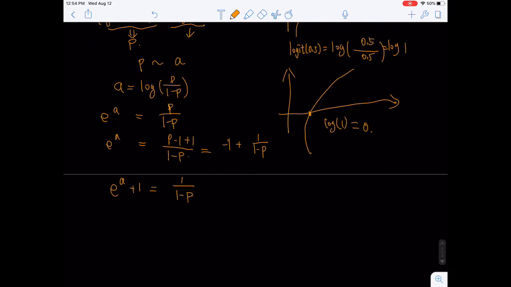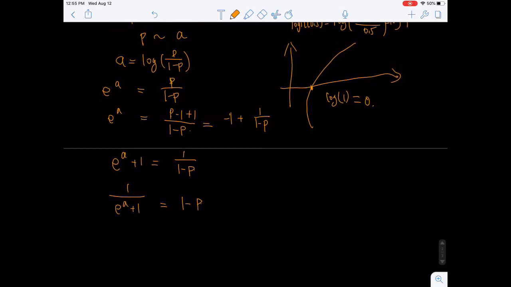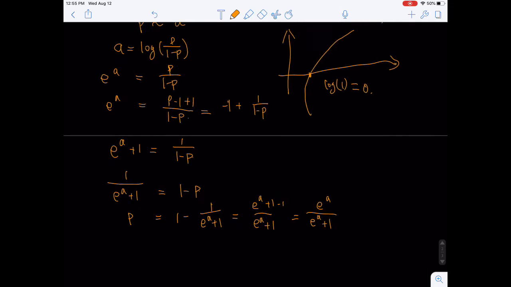And let's take the inverse on both sides. 1 over e to the a plus 1 is equal to 1 minus p. So p is equal to 1 minus 1 over e to the a plus 1. And that will give us e to the power of a plus 1 minus 1 over e to the power of a plus 1, which is e to the power a divided by e to the power a plus 1.